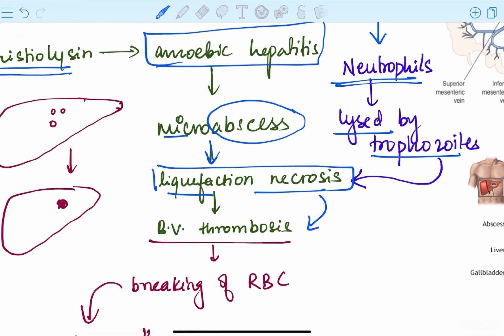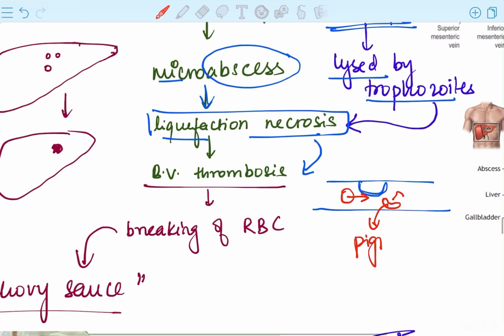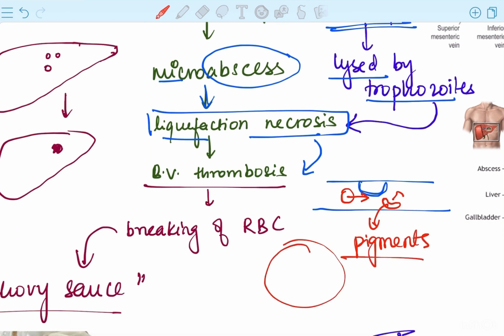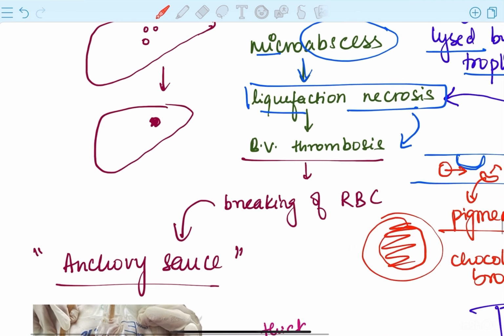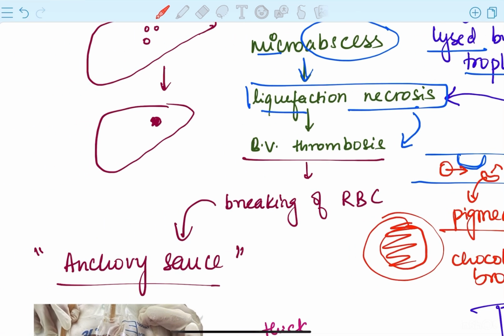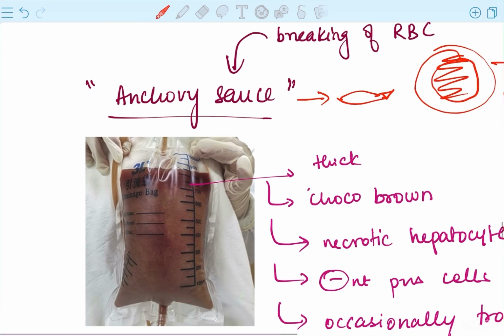thrombose. When there is a thrombosis in the blood vessel, as and when the RBC passes through it, it will cause lysis of this RBC. The lysis of the RBC will lead to release of the pigments. So whatever pus is present inside this liver abscess will have a colored appearance. The color will be chocolate brown. So we call this the anchovy sauce. Anchovy sauce is a sauce that we obtain from anchovy fishes, which looks somewhat like this in color.